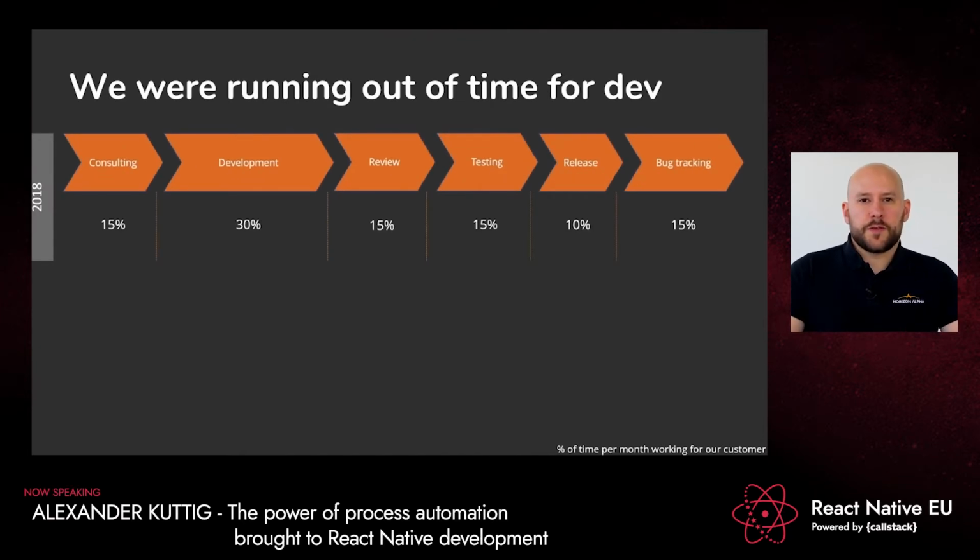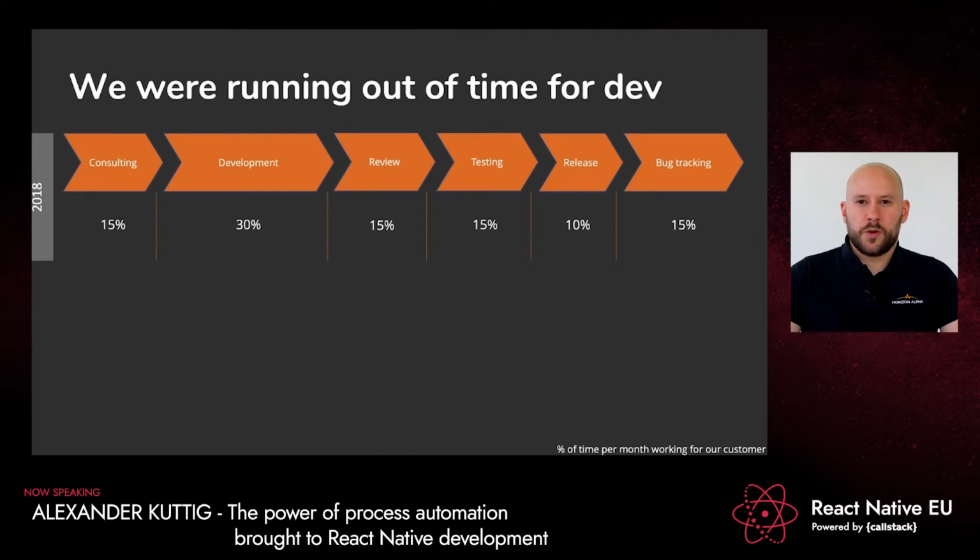We only had 30% of our time left for feature development. Over half of our time was used for testing, releasing new versions, and tracking bugs, which we got reported by our users. So we sat down with our customers and we had two options. The first one was to slow down the release cycle, so only release all 6 weeks, which we didn't want to do.